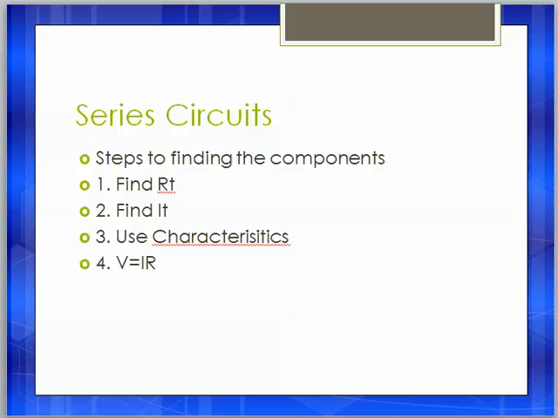Series circuits. Well, how do we find the individual components? Meaning, what's the voltage going through the first one? What's the voltage going through the second and the third? What's the current going through the first? What's the current of the second? What's the resistance? What's the total voltage?